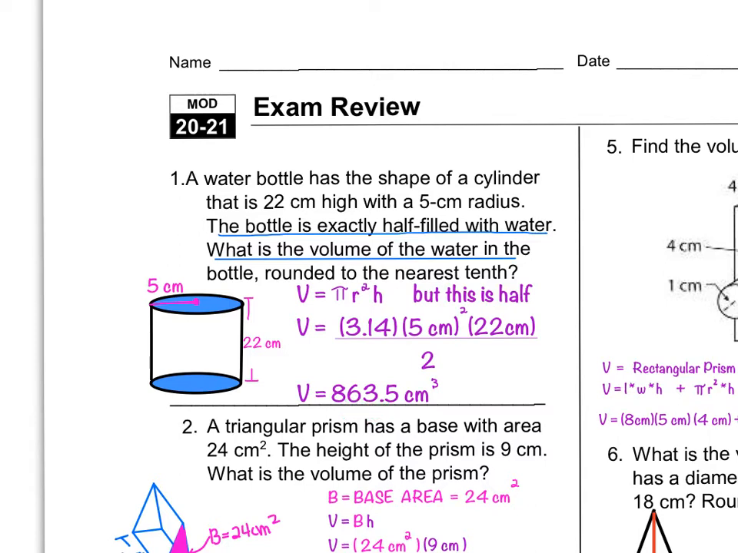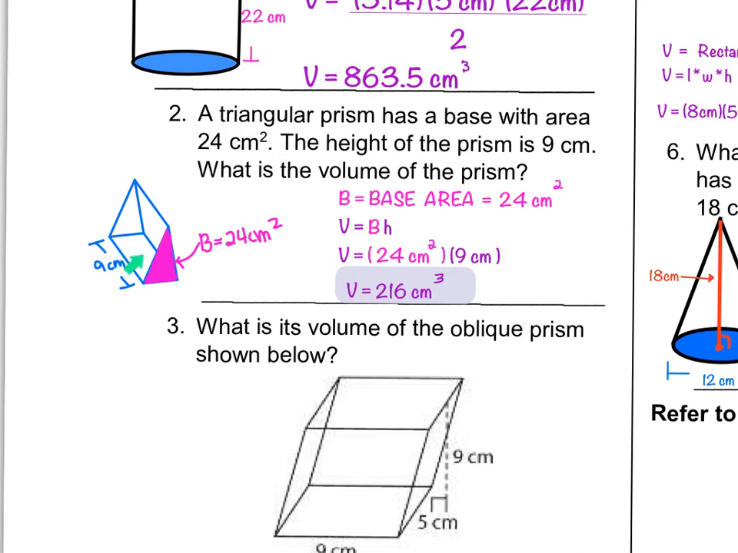Problem number 2 is a triangular prism, which means that both bases are triangles, and they actually gave us the area for one of the bases, so that means I don't have to use my formula for the area of a triangle. I just need to use the formula volume equals whatever the base area is times the height. So the base area is 24 centimeters squared and the height is 9 centimeters, which would make it 24 times 9, which is 216. And the centimeters cubed comes from centimeters squared and centimeters together becoming centimeters cubed.